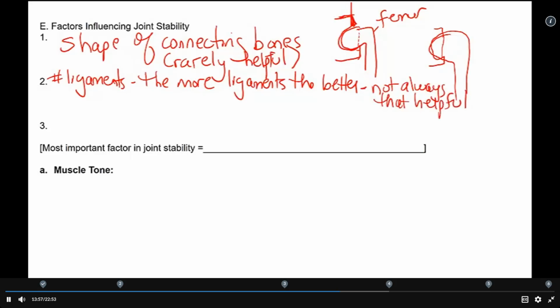The last thing that helps stabilize a joint is muscle tone. And in fact, muscle tone is the most important thing when it comes to stabilizing a joint. So how to describe muscle tone since we really haven't started the muscle chapters? Well, one way to think about this is that your muscles are in a constant state of partial constriction.